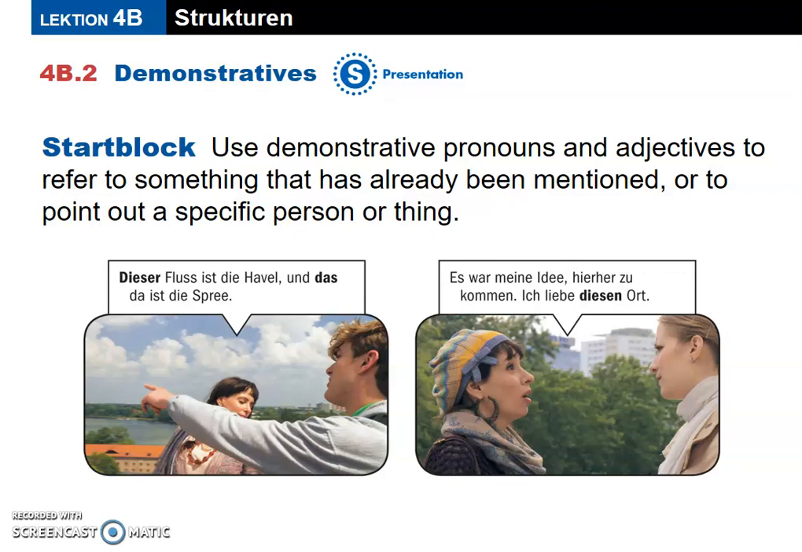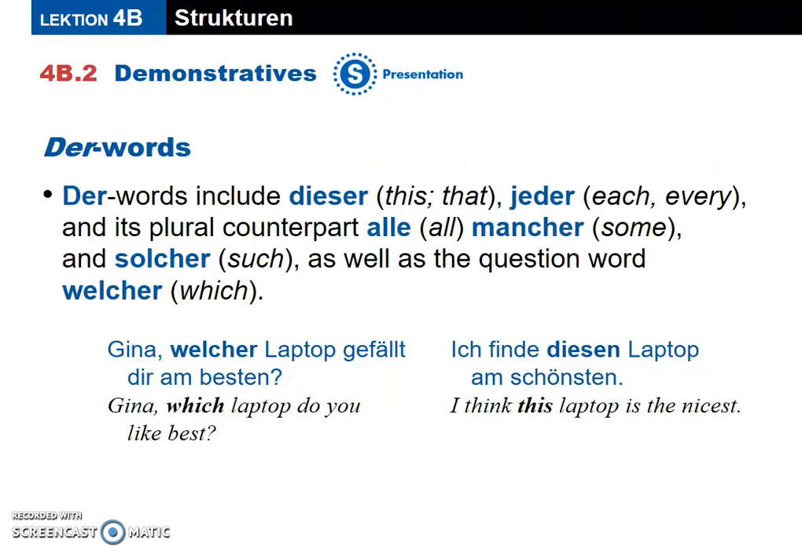All right, let's take a look at the next slide. So we have lots of different demonstrative adjectives. We often refer to these as der words because they take the same endings as our der words when we use them in context. These include dieser, which is this or that, jeder, which is each or every, alle, which is all, mancher, which is some, solcher, which is such, and welcher, which is which. There's also another one that's not used very frequently in spoken German, and that's jener, which is that.